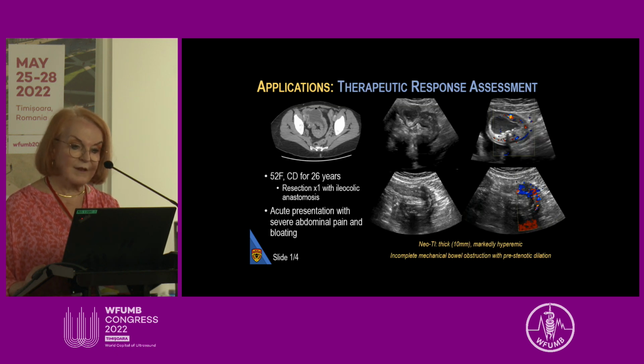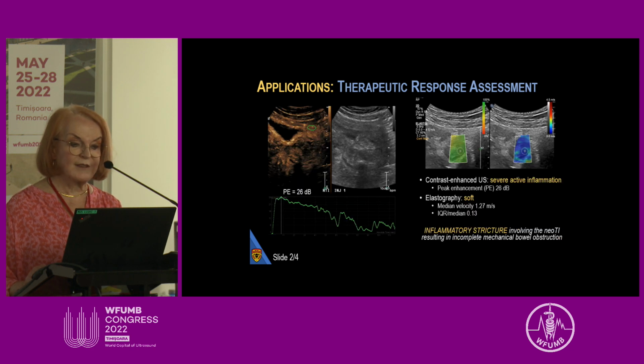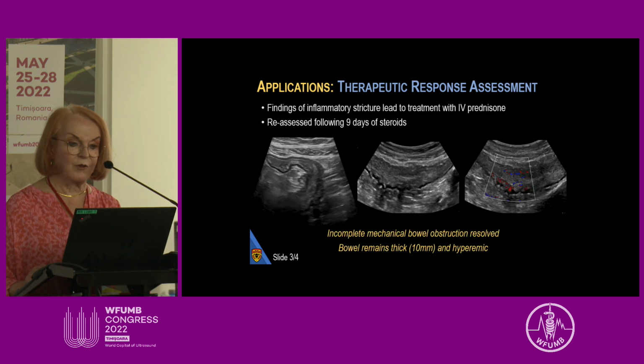Just another example, again, active disease shown in the images in the bottom, and then that pre-stenotic dilated bowel shown on the top two images. And when we look at this patient, when we do the elastogram, we can see easily by our placement that this is soft bowel with only a velocity of 1.27 meters per second and a good IQR over median. So we do get some very good results.